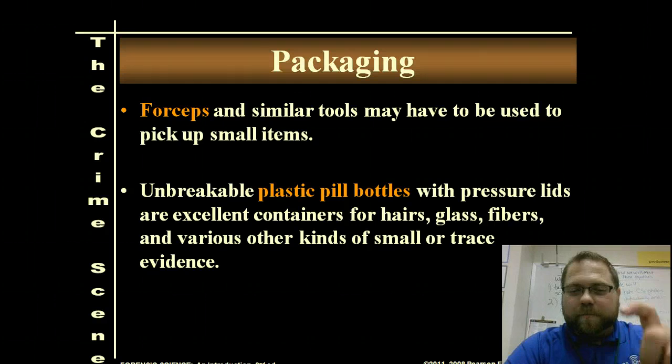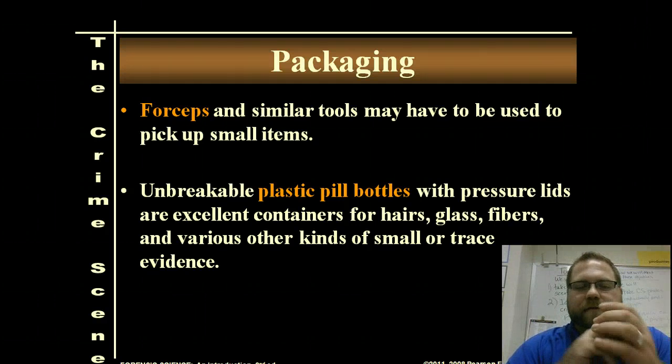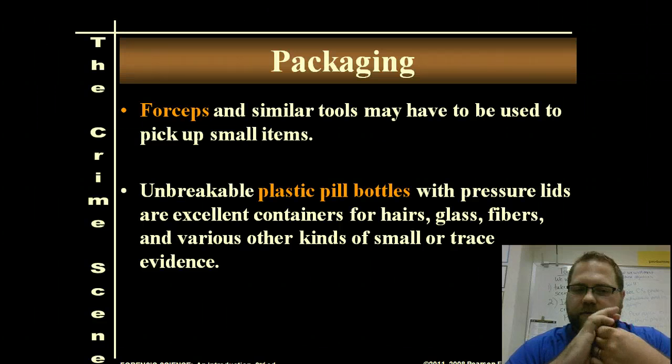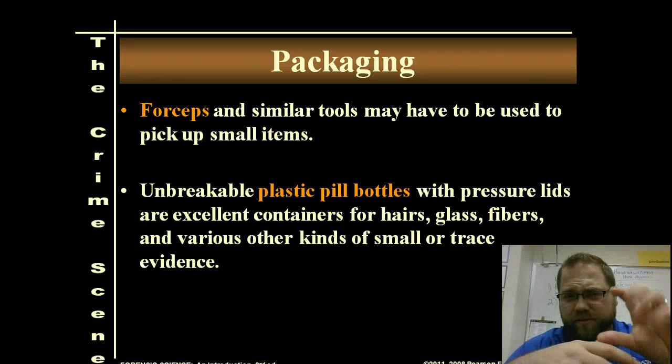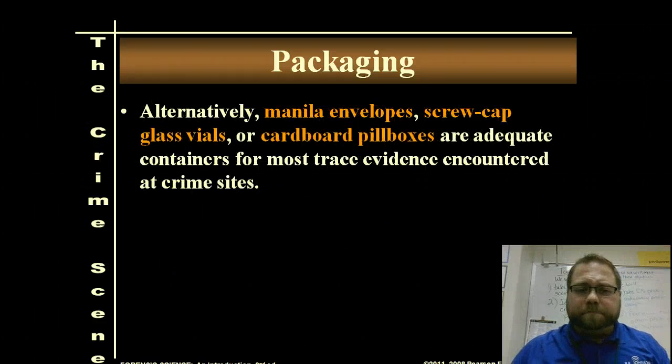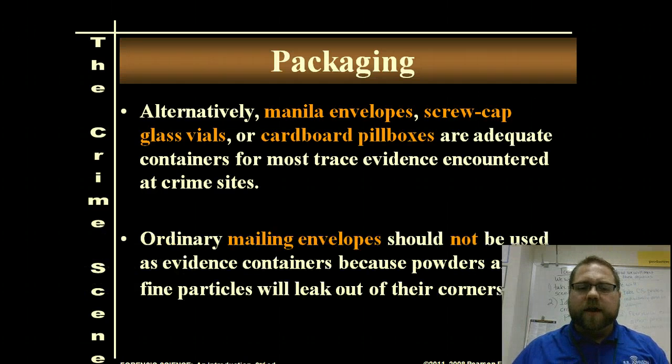Okay, unbreakable plastic pill bottles are great for things like hair, glass, fibers. Okay, anything that's kind of a dry type of evidence, you can use little containers for that. You can even use your small little Tupperware containers. Things like that will keep it safe. Manila envelopes, glass vials, cardboard pillboxes, kind of the same thing I was saying. They're all good for trace evidence, just something that will contain it and keep it safe and isn't going to pop open on its own.